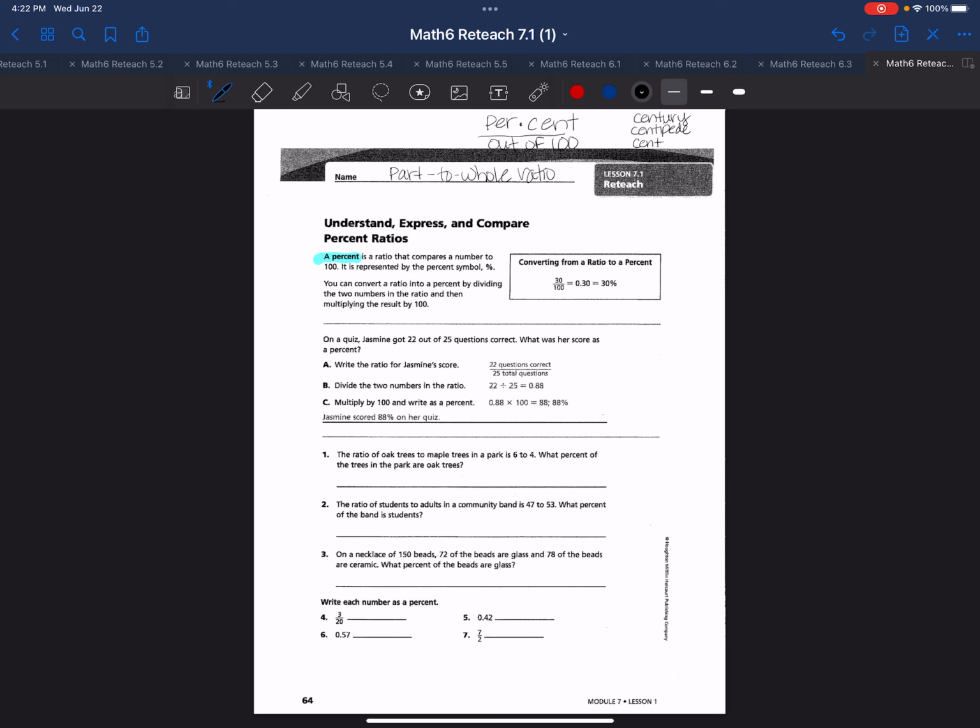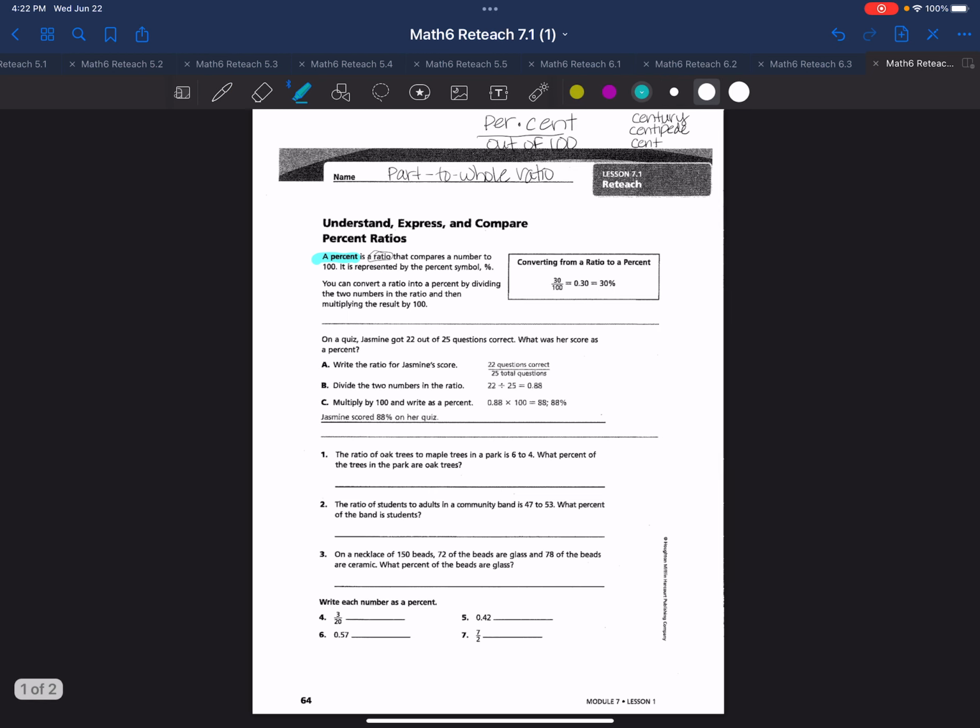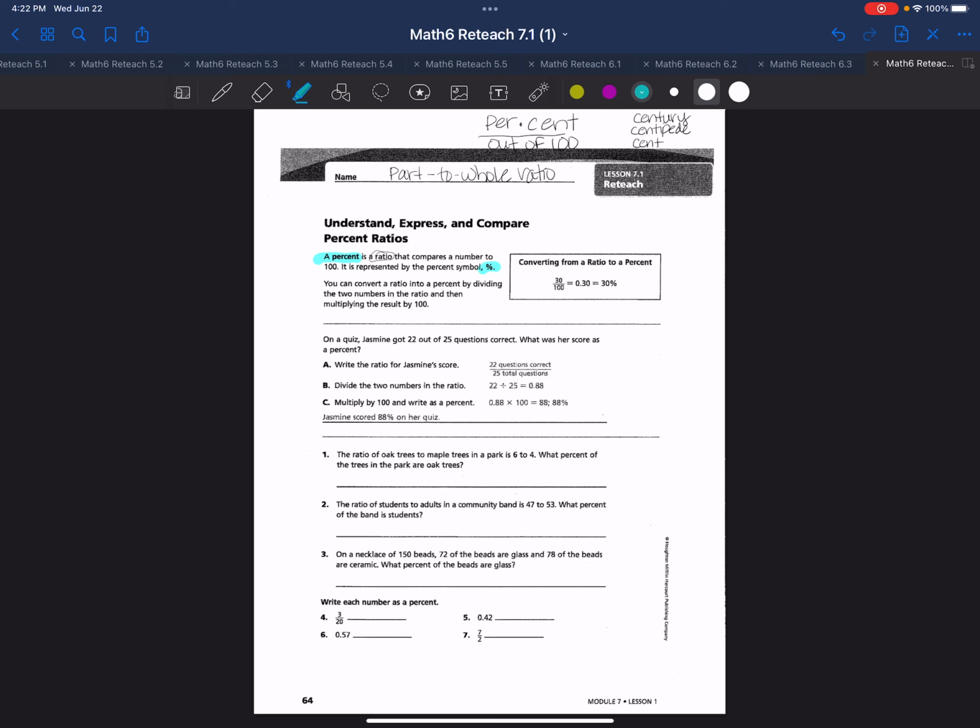So a percent is a ratio, let's always remember, that compares a number to 100. And remember, like I said, it means out of 100. It is represented by the percent symbol. You can convert a ratio into a percent by dividing the two numbers in the ratio and then multiplying by 100. So let's look at this as one strategy here.